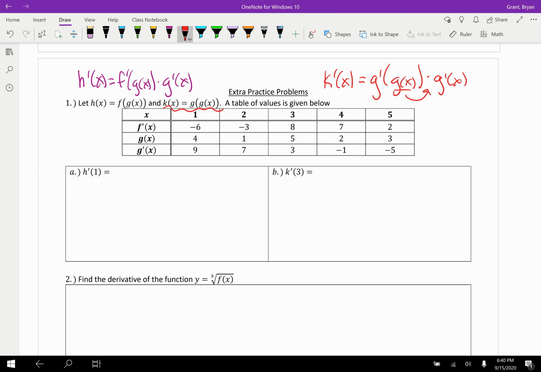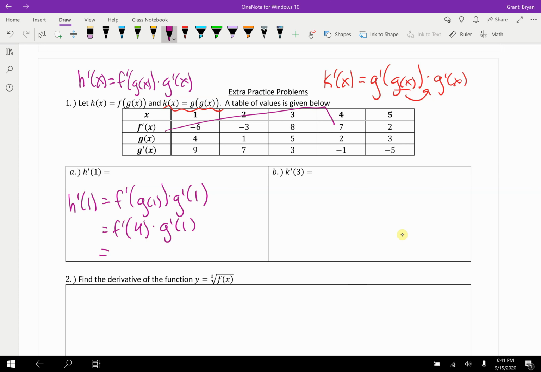H prime of 1 seems to be made up of f prime of g of 1 times g prime of 1. This is like what we just did on the PowerPoint. We got this. G of 1 is 4. I always like to just do the interior function first. I realize you could do g prime of 1 earlier, I just think it looks nice this way. Totally up to you. Then we have f prime of 4, which will be 7, and g prime of 1, which will be 9. 7 times 9 is 63.